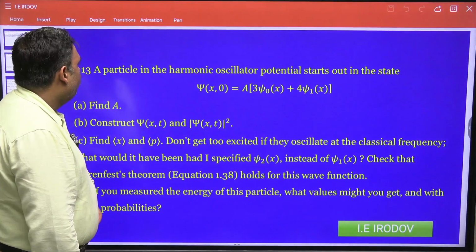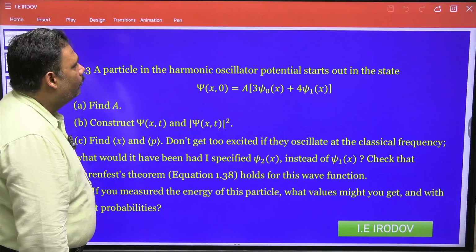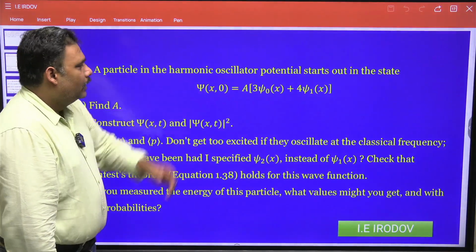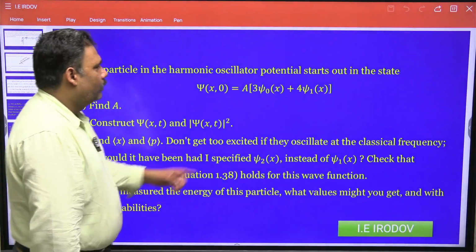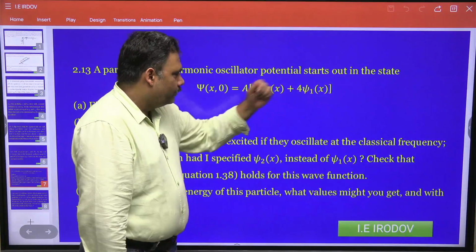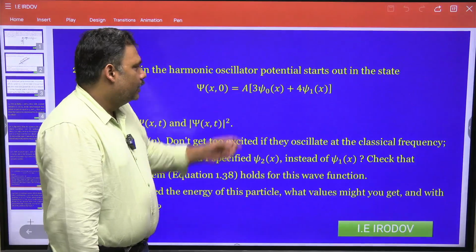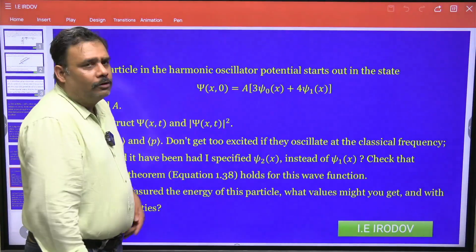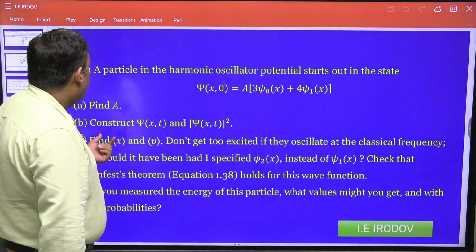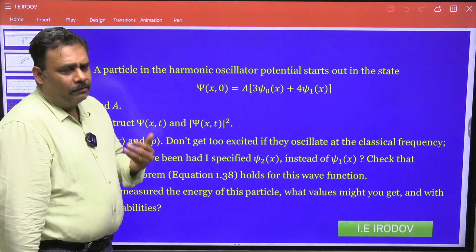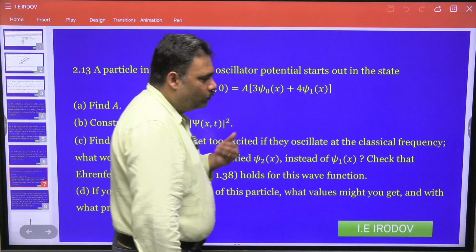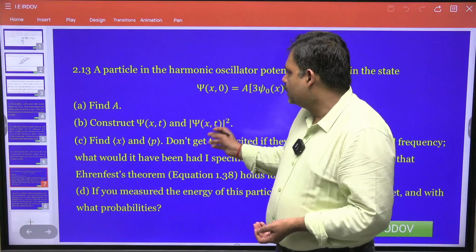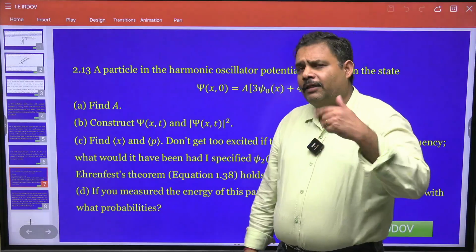In this problem it is given that a particle in a harmonic oscillator potential starts out in a state. So at t equal to 0, a state is given and this is nothing but the superposition of the ground state and the first excited state. And A is the unknown constant, which is actually the normalization constant. So we have to find the suitable value of A, and then construct psi(x,t). We have to construct how psi(x,t) can be written, and then also construct the probability density after time t.